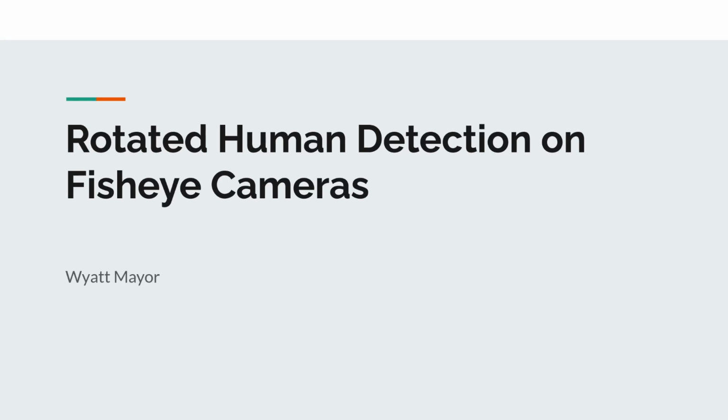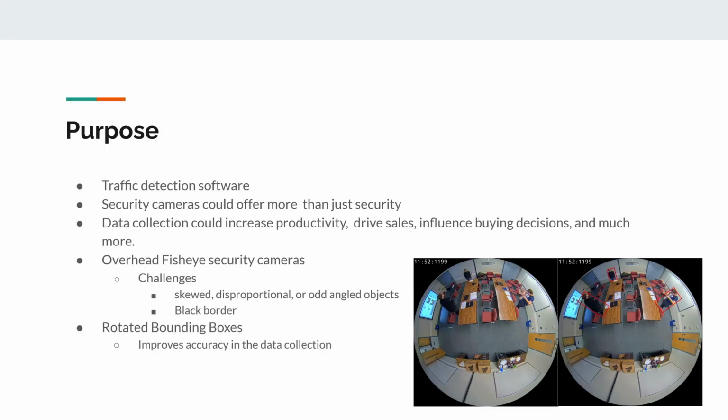All right, so this is my project, rotated human detection on fisheye cameras. So what is the purpose of this project? The purpose is I want to make a traffic detection software. This project is a subset of that software.